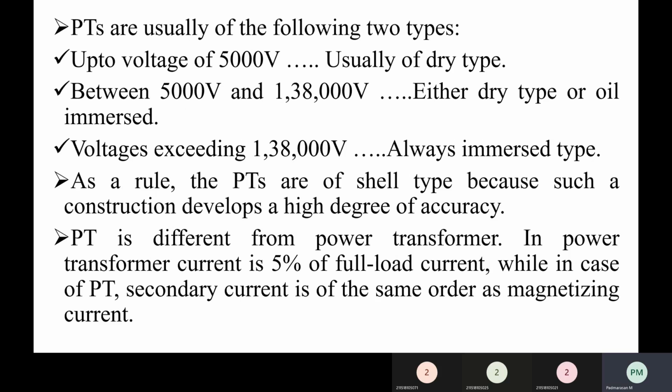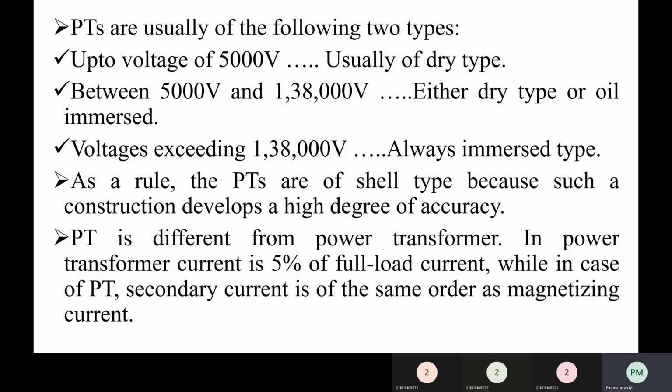Potential transformers are usually of two types: one is the dry type and the second one is the oil immersed type. Up to a voltage of 5000 volt, potential transformers are usually of dry type. Between 5000 volt and 1,38,000 volt, either dry type or oil immersed type can be used. If the voltage exceeds 1,38,000 volt, oil immersed type potential transformers are always used. So these are the various types of potential transformers used.